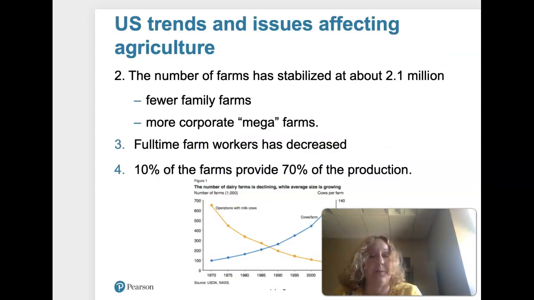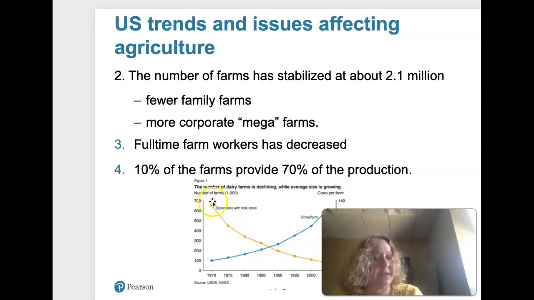The number of farms has stabilized at about 2.1 million, which is not very many. There are fewer and fewer. Most families don't farm. It's not a family farm. It's more of a corporate farm. Many conglomerates will buy farms and just have them managed by someone, but it's not a family passing it down. Full-time farm workers has massively decreased. 10% of farms provide 70% of the production, and finding people to work on these farms is increasingly difficult. Labor in agriculture is extremely hard to find.